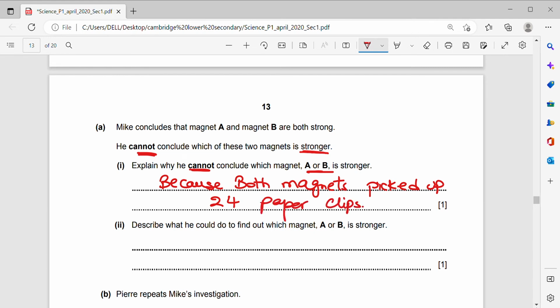The next question, describe what he could do to find out which magnet A or B is stronger. How to know A or B is stronger? He can do what? He can use more paper clips. عشان هنا التوتال كان 24 ومagnet A picked the 24, magnet B picked the 24. طيب, he could increase the number of paper clips to see which one attracts more. So what he can do? He can use more paper clips.